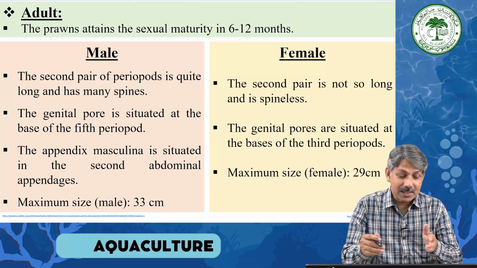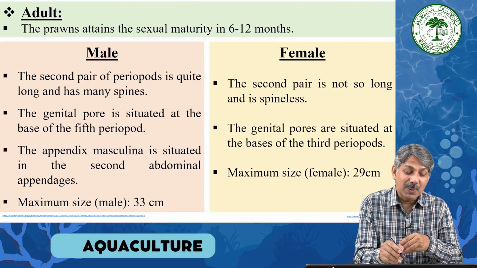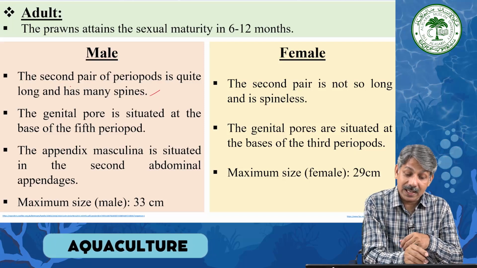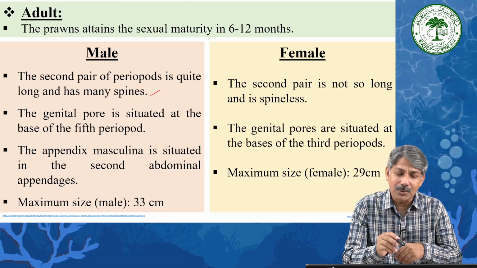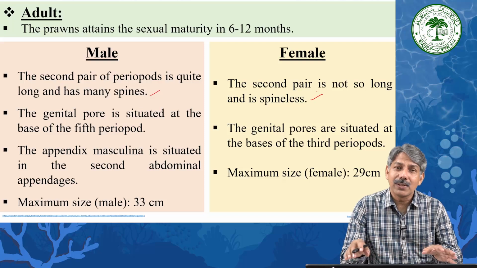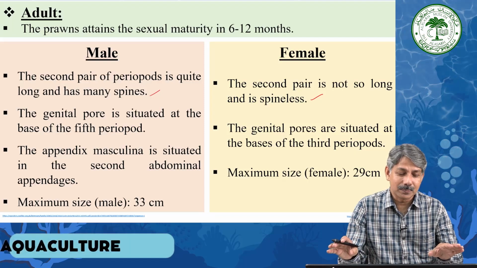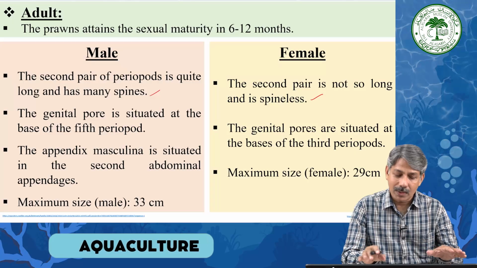And how these male and females are distinguished: the second pair of periopods is quite long and has many spines in case of males. Second pair of periopods is quite long. That is one of the very important characteristics, and has many spines. In case of females, the second pair is not so long and is spineless. So when you have to deal with the male and female of Macrobrachium rosenbergii, no issues. You can very easily identify. I have seen these mature Macrobrachium rosenbergii males and females. It's always very easy to distinguish.